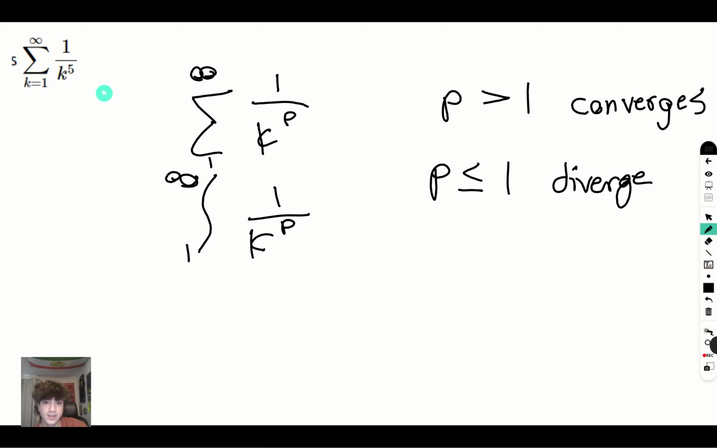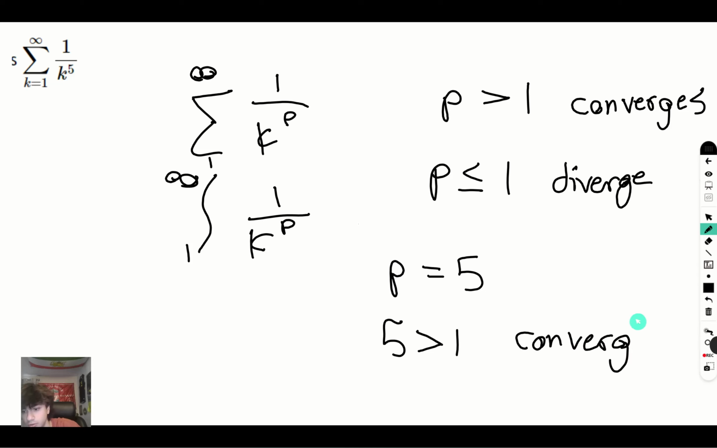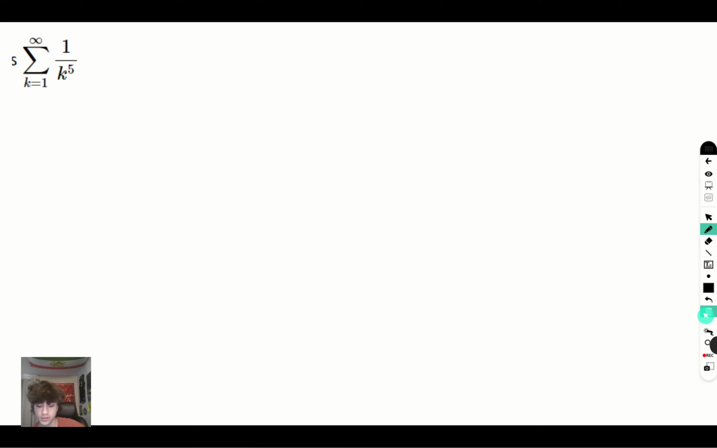As we can see here, we have a p value of 5. P is equal to 5, and then we can put this in here. 5 is greater than 1. Therefore, the series is going to converge. Let's move on to another practice problem.